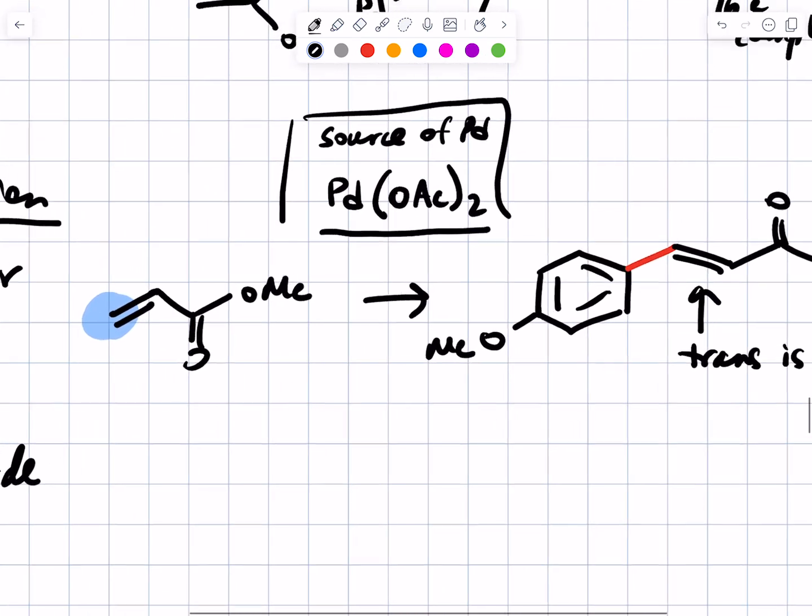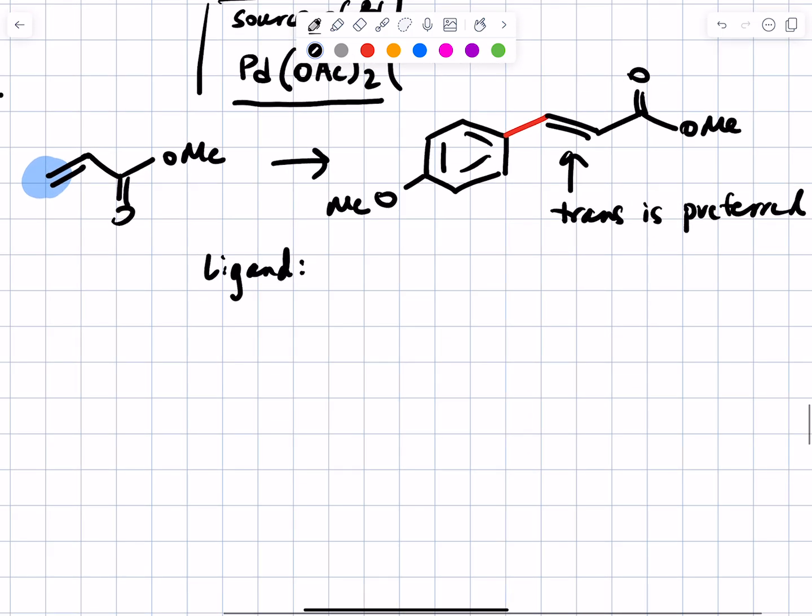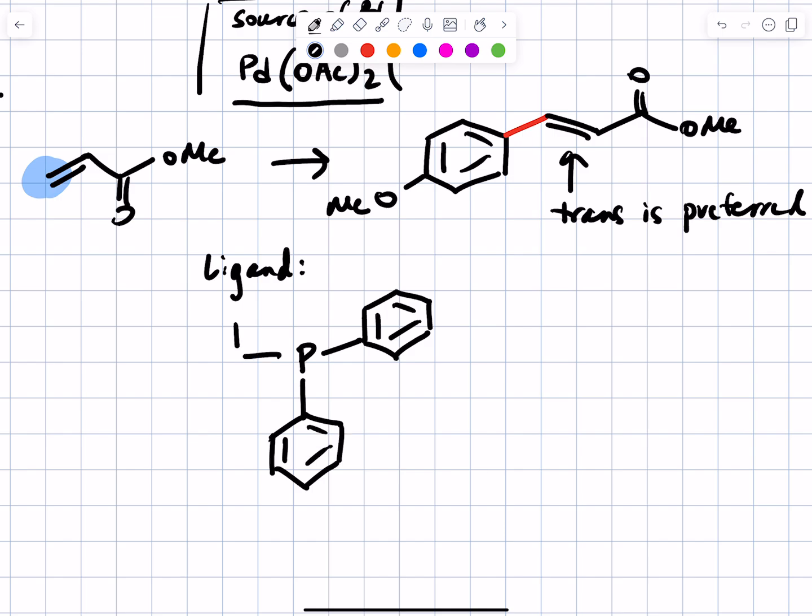You need some ligands for palladium, and the ligand is a phosphine. And it's really weird. I mean, it's not that weird. It's triphenylphosphine, only in addition to the benzene rings, each of the benzene rings has a methyl group on it.